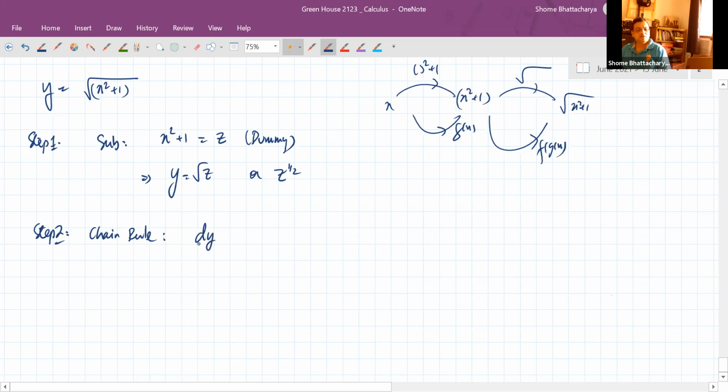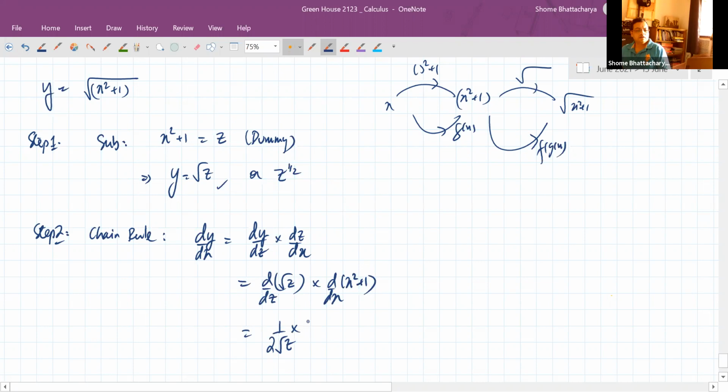So dy by dx, the rate of change of y with respect to x, is the rate of change of y with respect to z multiplied by the rate of change of z with respect to x. Like this. Okay, so just plug in the values. So this is basically what? The root z function. Y is equal to root z, you can see. So we'll get 1 by 2 root z.